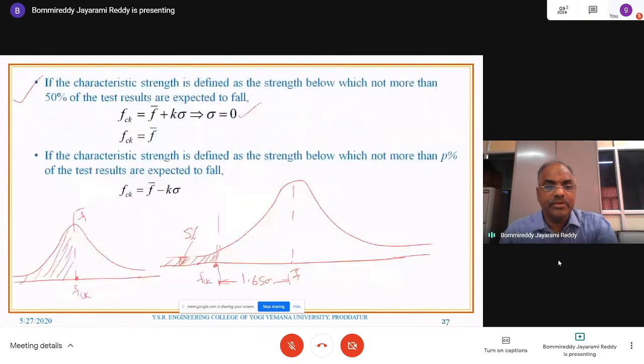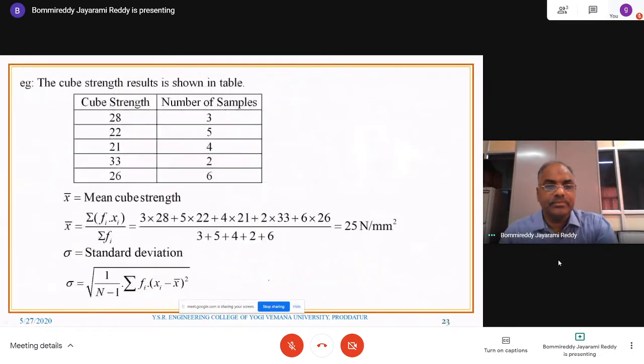You can also look at another problem. Cube strength results are given as frequency data. In the previous case, simply 5 samples were given. But here the total number of samples tested is 20. Among these 20, 3 samples are with 28 Newton per mm square, 5 samples are 22 Newton per mm square, 4 samples are 21, and 6 samples are 26 Newton per mm square strength.